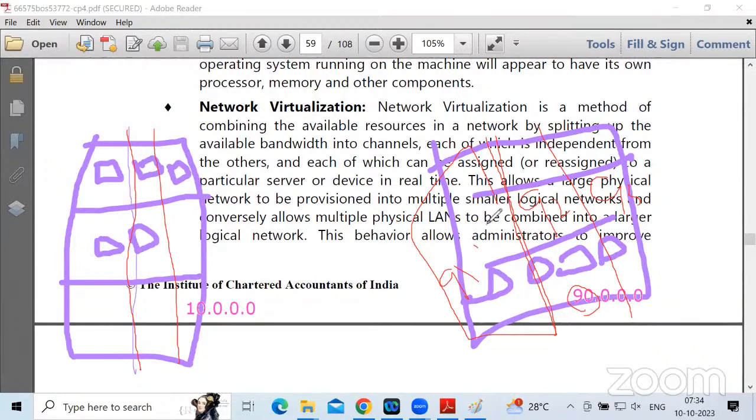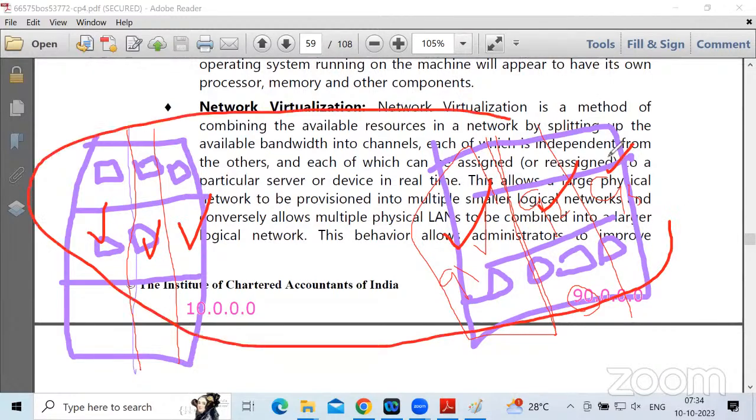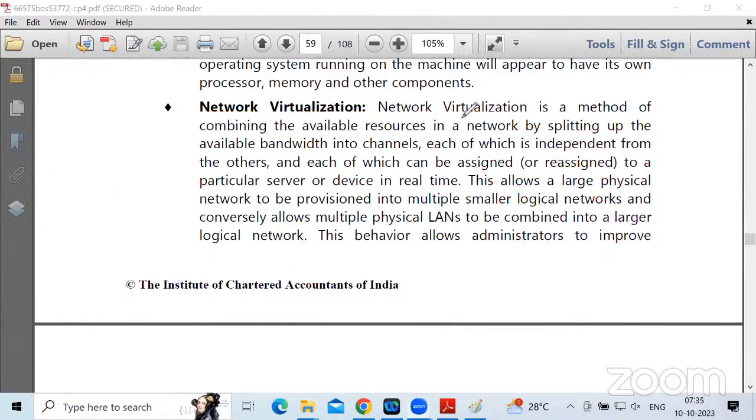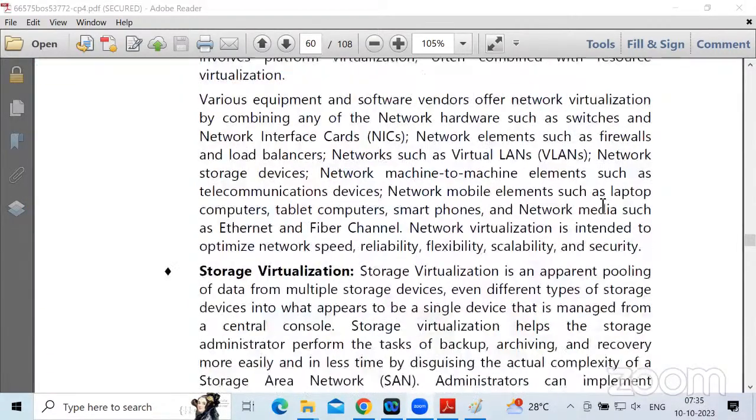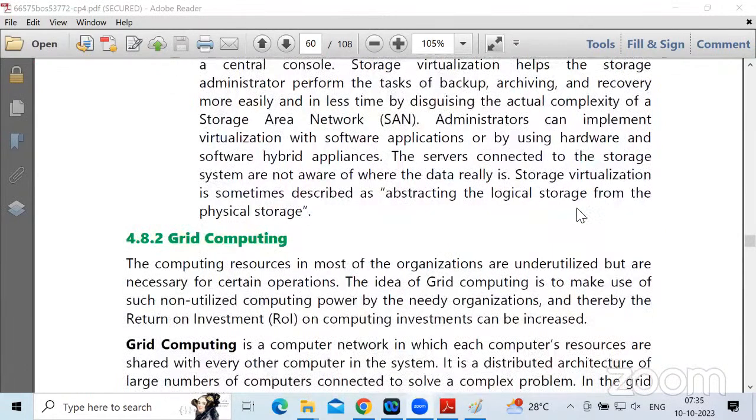So this can be administered by one administrator, and this can be administered by another administrator, another administrator. Similarly, here also 1, 2, 3. Or else you can consolidate everything. Instead of 6 administrators, you can have one single administrator and manage that also. Both are possible in network virtualization. Storage virtualization, we have already seen that.